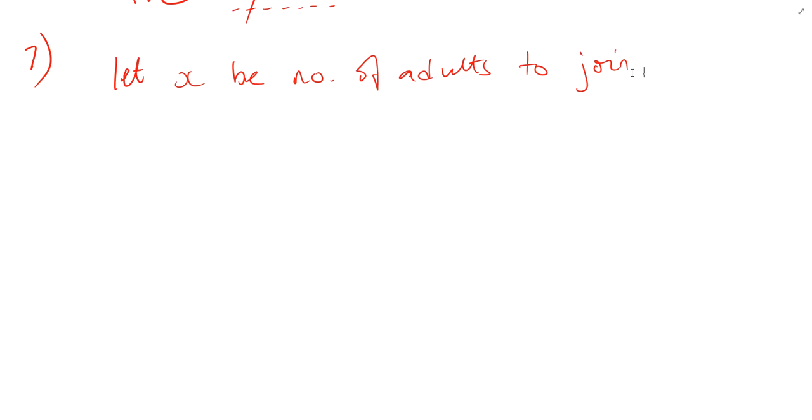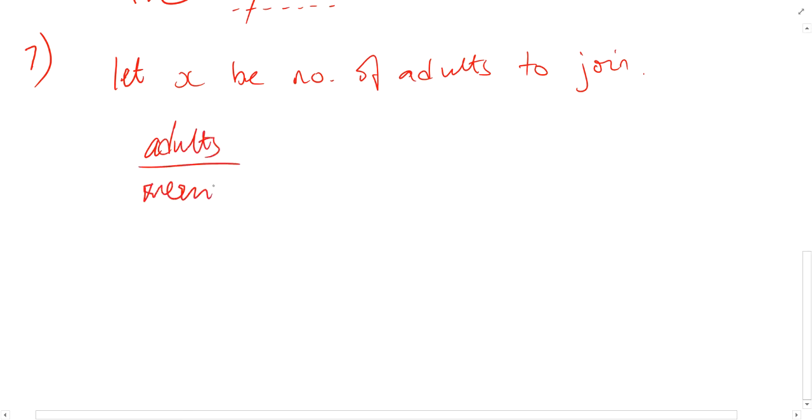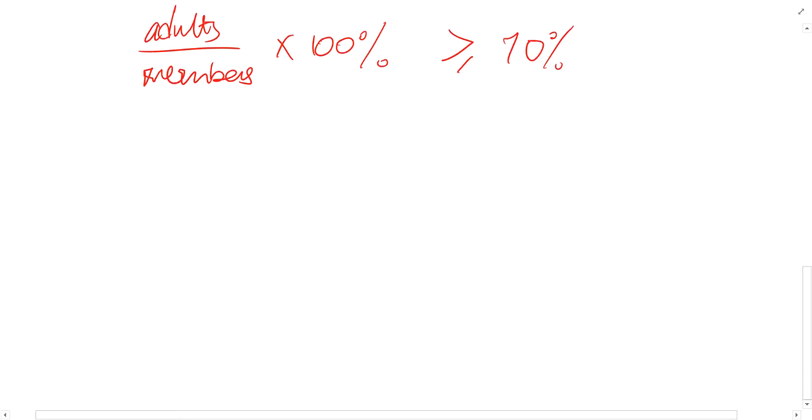Am I right? So let's translate all that to mathematics. Adults over members times 100% should be more than or equal to 70%. Agree with this statement? Okay? So now, adults, we do substitution. Instead of writing adults, what should we write? 58.